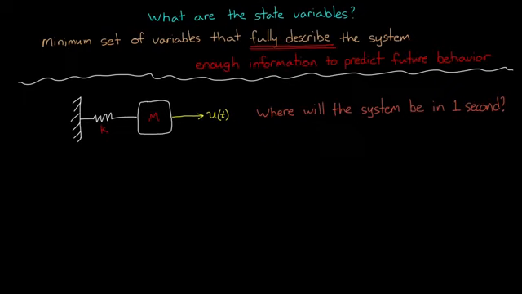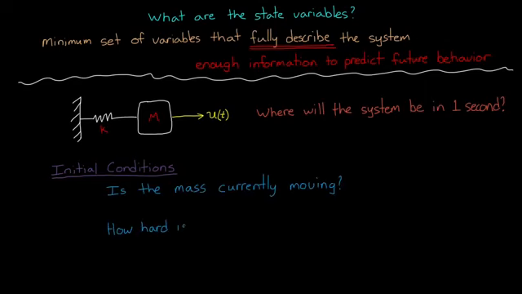But this only tells you part of the story because you don't know what you might call the initial conditions for the variable parts of the system. Is the mass currently moving, and how hard is the spring pulling on the mass? Now, if we knew these 2 starting conditions, along with the system constants and inputs, then we would be able to predict where the mass would be after 1 second.